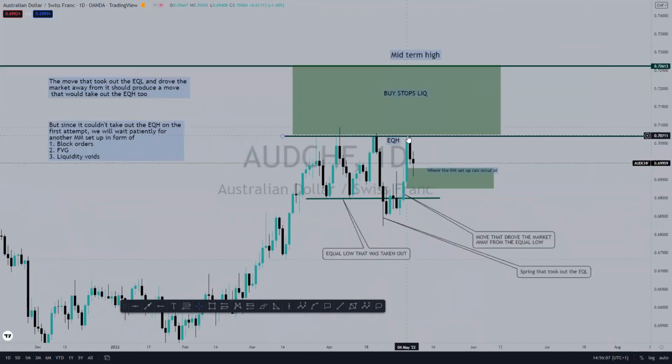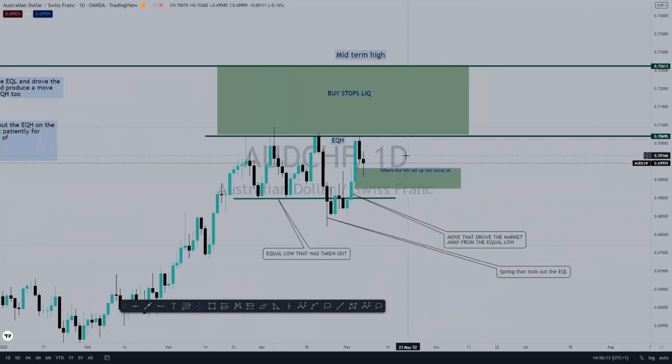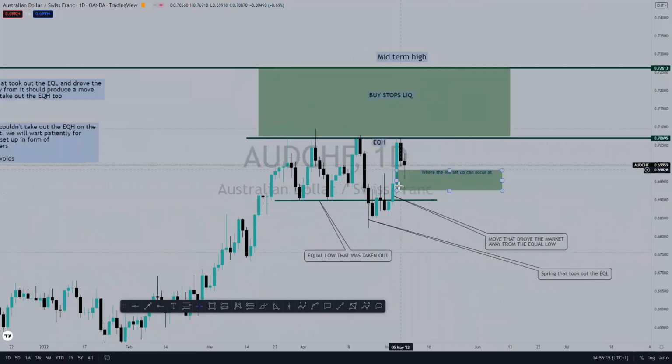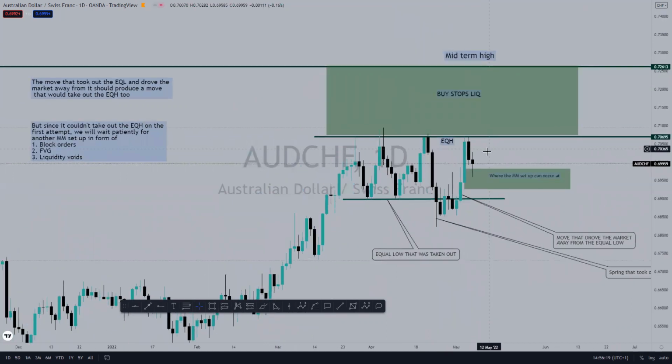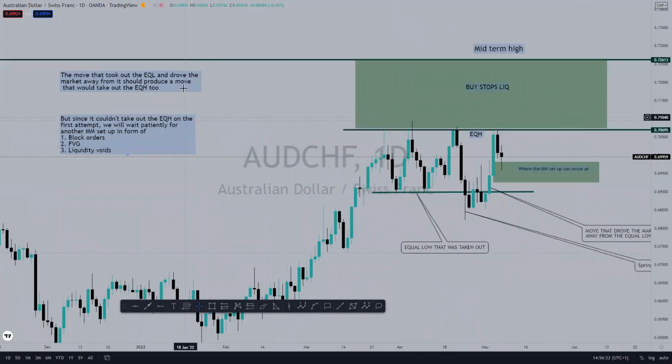And then when it got here, there is a kind of strong resistance again. And then it sent the market down again. Then to where is this sending it to go? To this, where the market setup can occur. So if you look at this chart here, the move that took out the equal low and drove the market away from it should produce a move that would take out the equal high too.